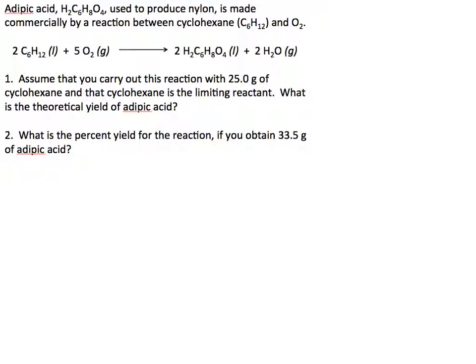So assume that you carry out this reaction with 25.0 grams of cyclohexane, which is the C6H12, and that cyclohexane is the limiting reactant. Right? So what is the theoretical yield of adipic acid?